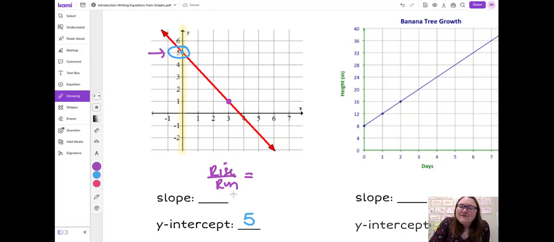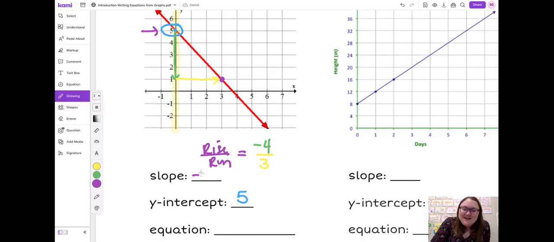And then using rise over run, I need to count those two directions. For my rise, I'm going down 1, 2, 3, 4 boxes. And since we're going down 4, it would be negative 4. And then for my run, I'm going over 1, 2, 3 boxes. So my run is 3. So altogether, our slope would be the fraction negative 4 thirds. I can't simplify or divide that, so that's my final answer for slope.